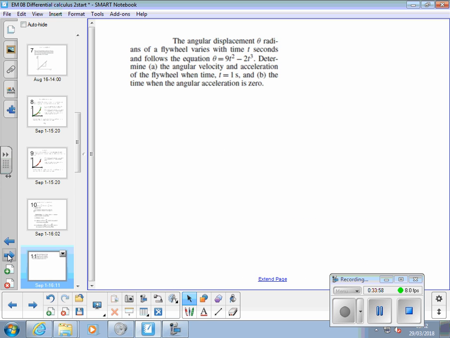A lot of information. Let's have an example. The angular displacement theta radians of a flywheel varies with time t and follows the equation theta, the angle in radians moved, is equal to 9t squared minus 2t cubed. So that's displacement against time, a cubic equation. Okay. Determine the angular velocity at t equal to 1 second.